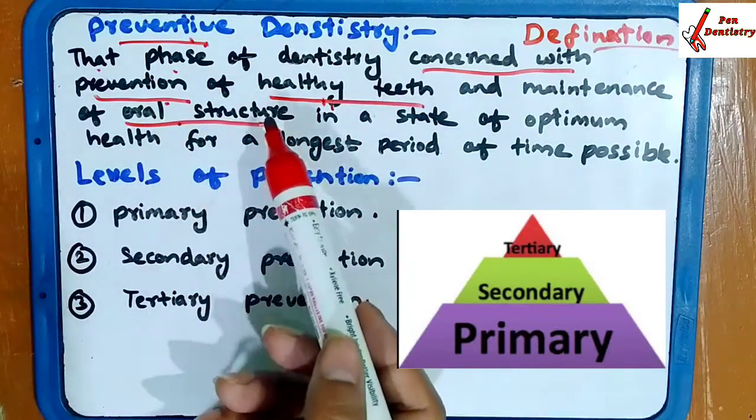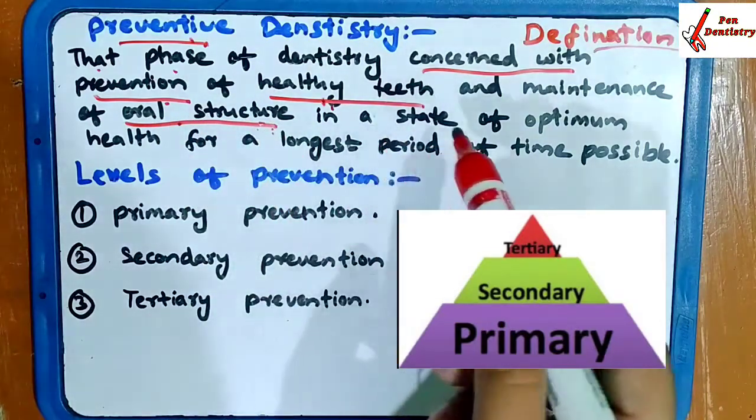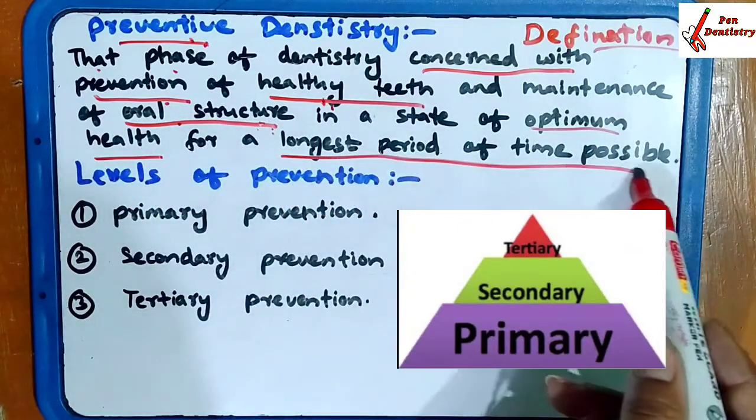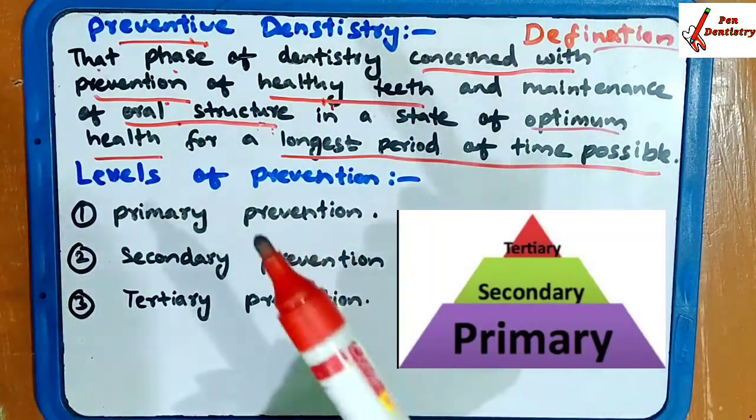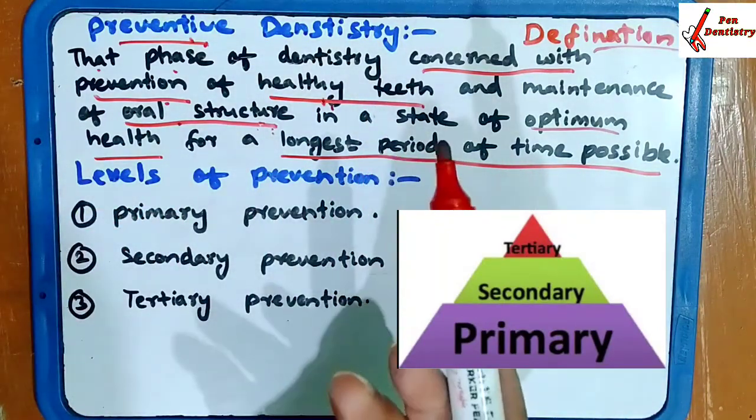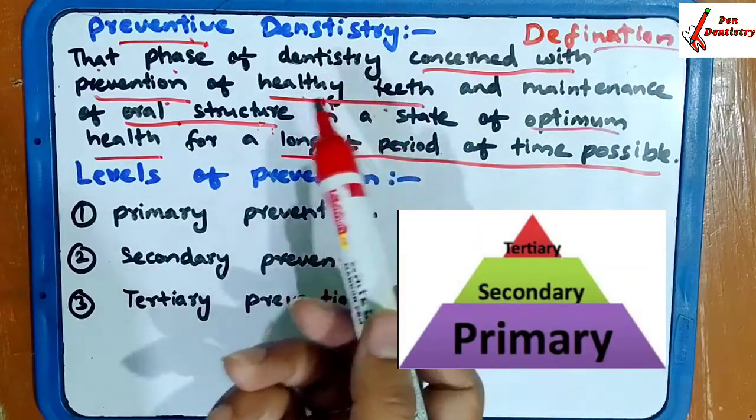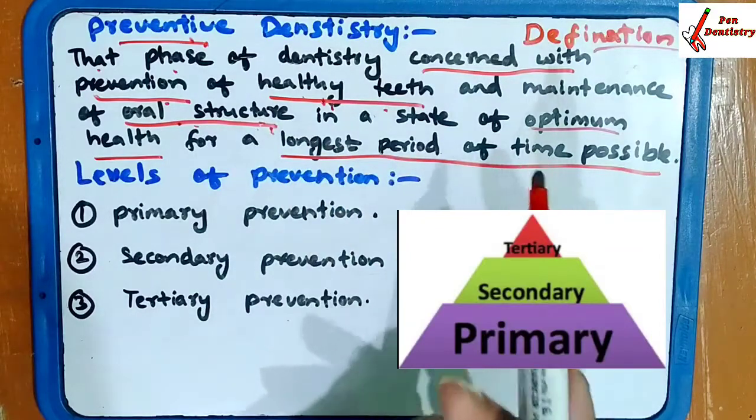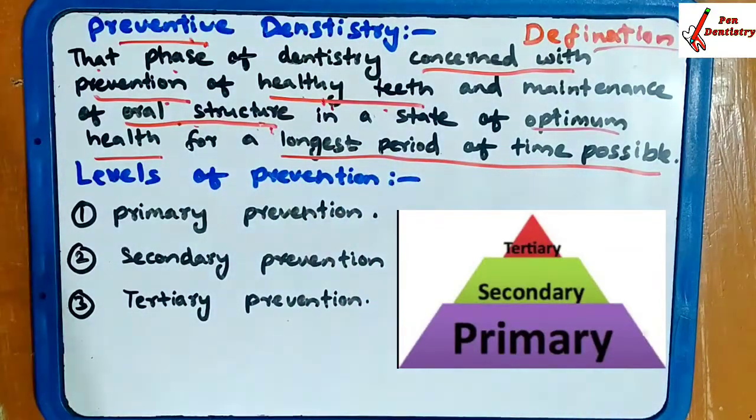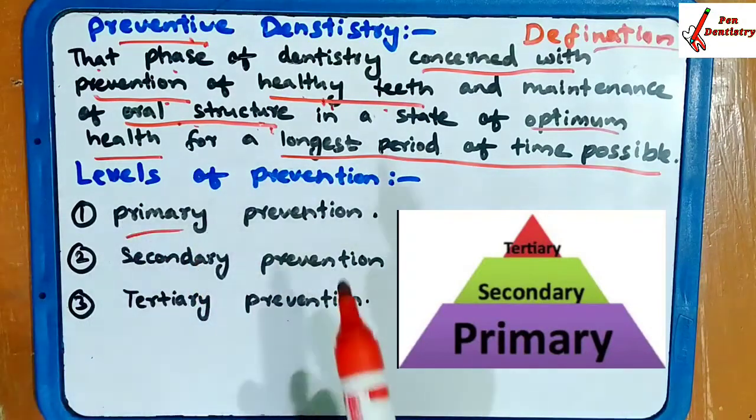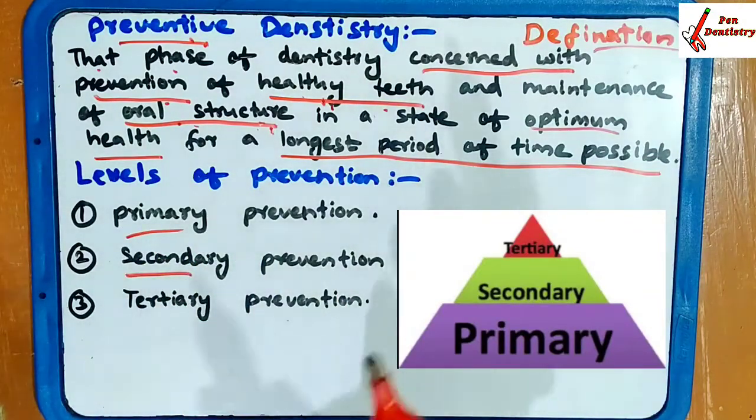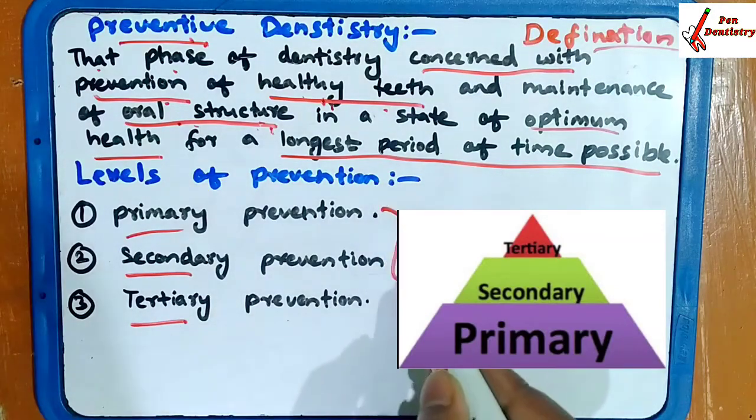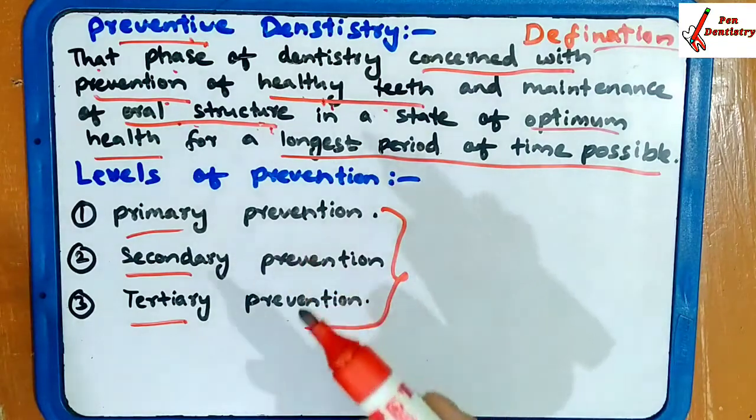That means the oral structure will be preserved in a state of optimum health for the longest period of time possible. As long as you can, you are going to preserve healthy teeth and oral structure with preventive dentistry. The levels of preventive dentistry are: first, primary prevention; second, secondary prevention; and third, tertiary prevention. We are going to see these in detail.